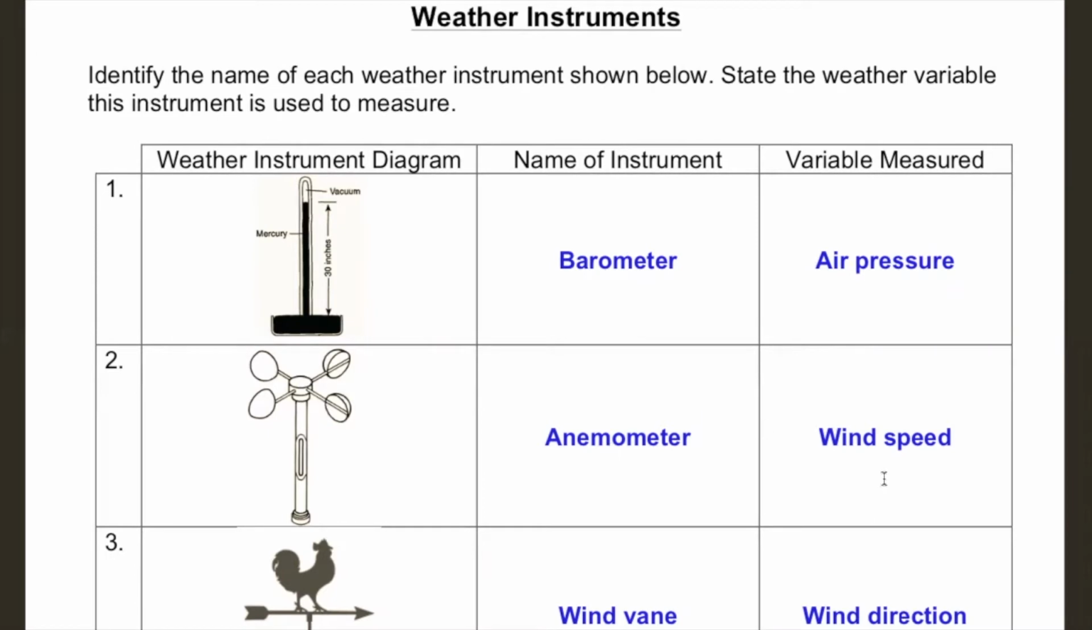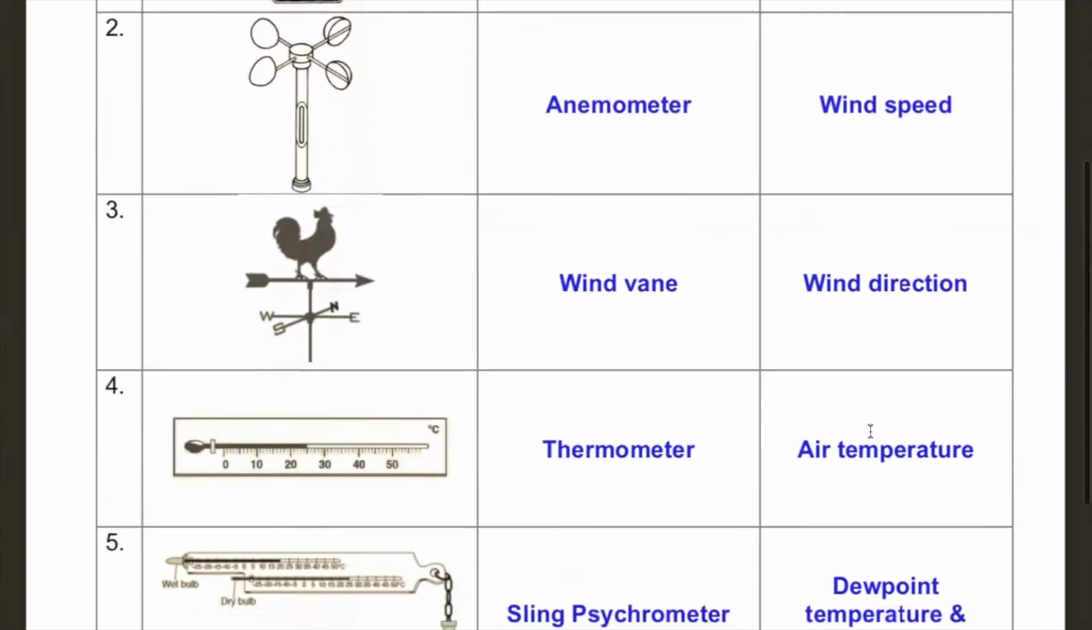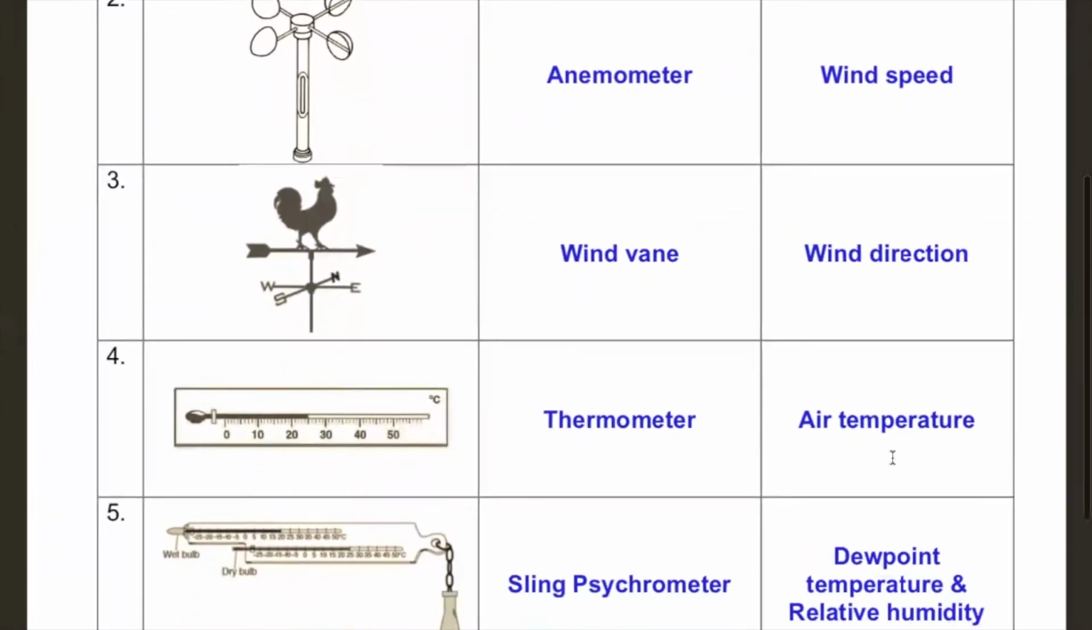And it measures how fast the wind goes, wind speed. Okay, the thing with the rooster on top on most barns and cartoons. The arrow points in the direction that the wind is blowing. So that's called a wind vane, and it measures wind direction. I think we all know a thermometer measures air temperature.